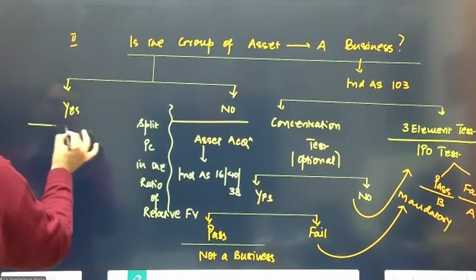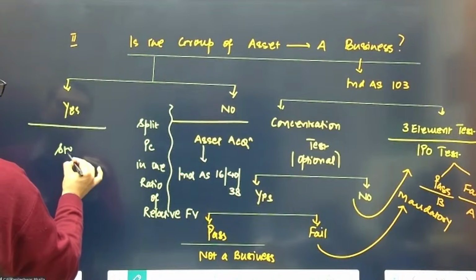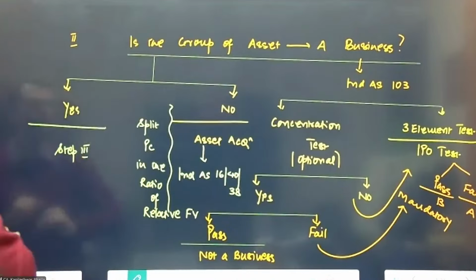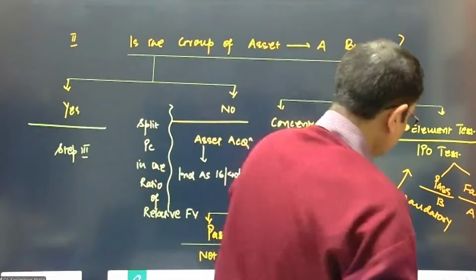Now, when you say yes, it is a business, then it's time to go to step number 3. Okay, so that is step number 2. Now let's go to step number 3. Step 3 is the main step, which is going to give you the triggering inputs: in which combination, which standard is going to apply.